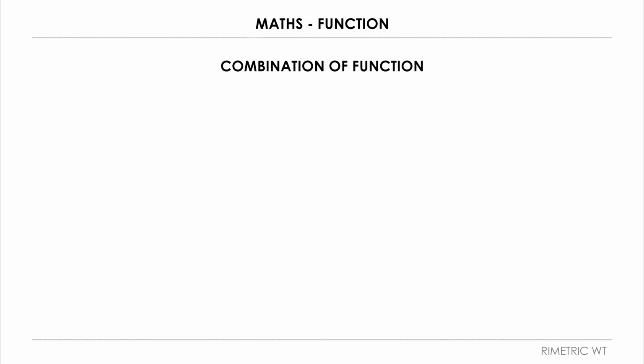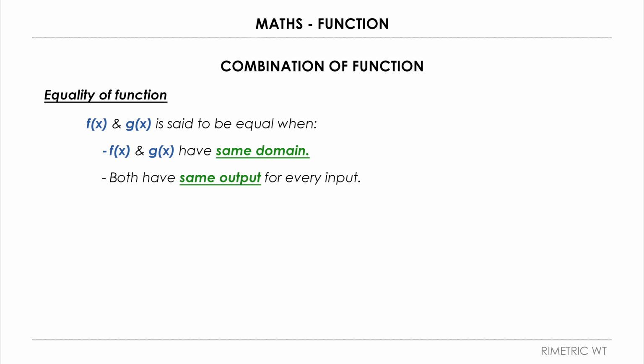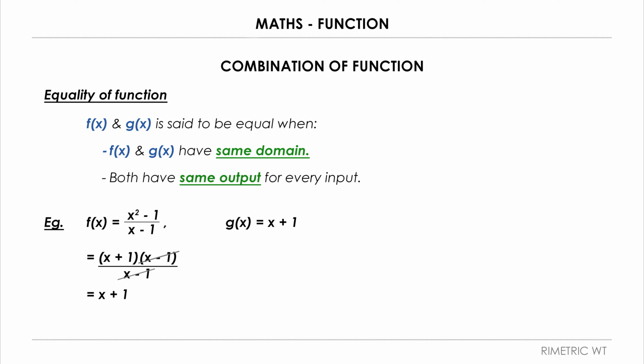Finally, let's see when we say two functions are actually equal. It's not enough for their formulas to look the same. They are equal only if they have the exact same domain and produce the same output for every input in that domain. Take f of x equals x squared minus 1 over x minus 1, and g of x equals x plus 1. If you simplify f of x by factoring, it looks like x plus 1 times x minus 1 over x minus 1. And when we cancel x minus 1 by x minus 1, we get x plus 1, which is similar to g of x.